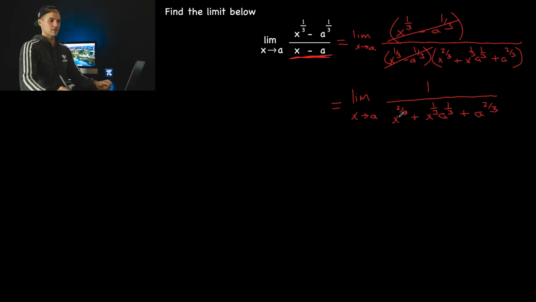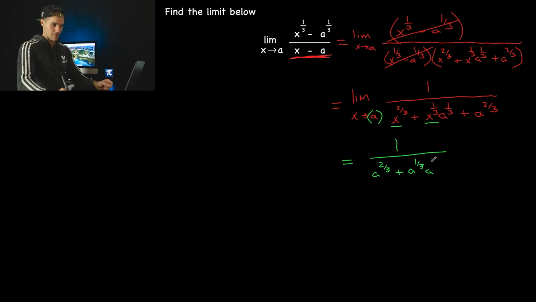From here, what we can do is plug in that x value of a for all the remaining x values, because our denominator is no longer going to end up being 0 if we do that substitution. So plugging in a for x, we would end up with 1 over a to the power of 2/3 plus a to the power 1/3 times a to the power 1/3, plus a to the power of 2/3.